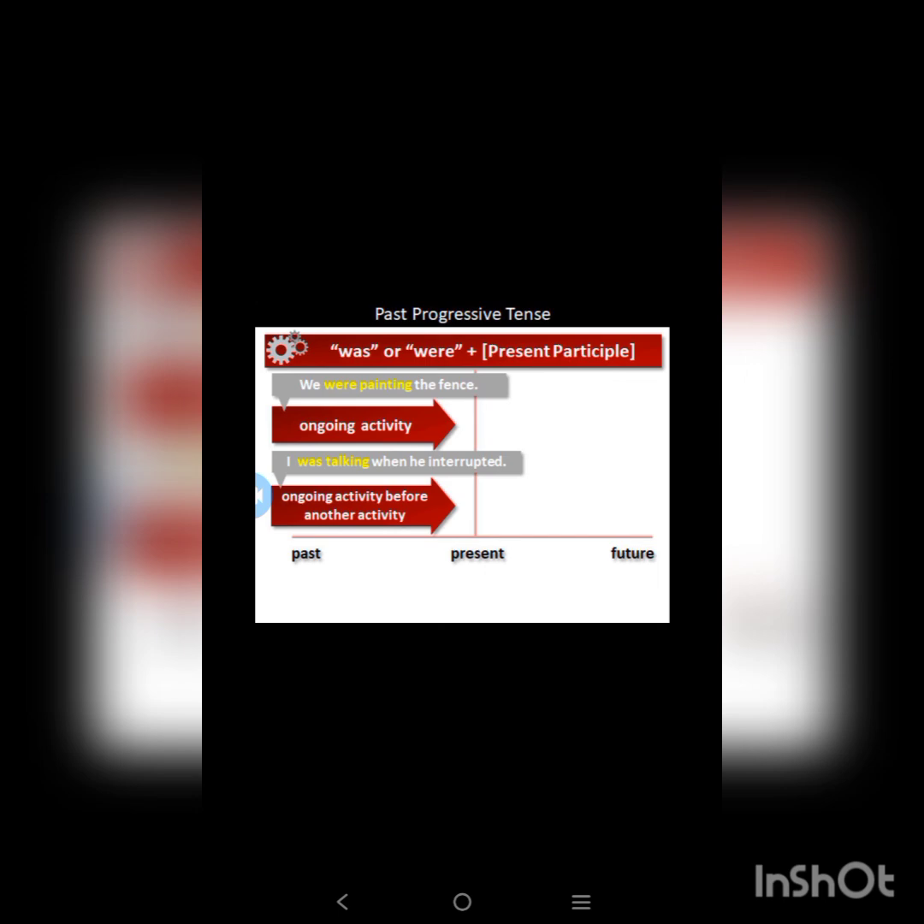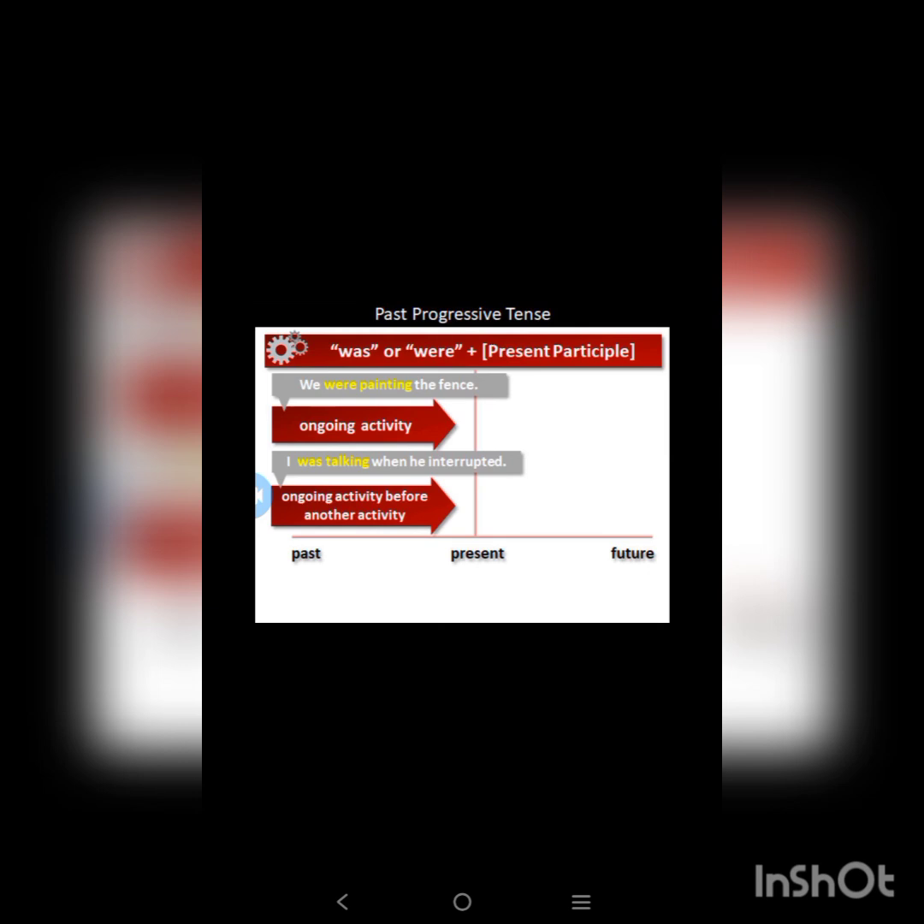I was talking when he interrupted. So here two actions are happening, is it? One person was talking and another person was interrupting. I was talking when he interrupted. So one particular action is happening during this time, and during that particular time itself another action is also in progress. He is interrupting, that action is also in progress. So, I was talking when he interrupted.